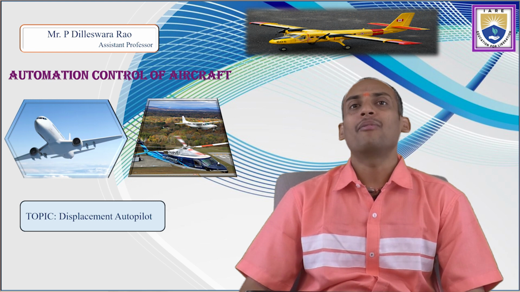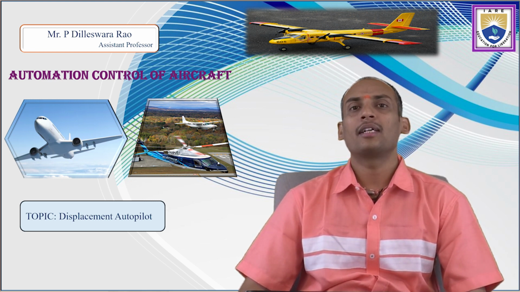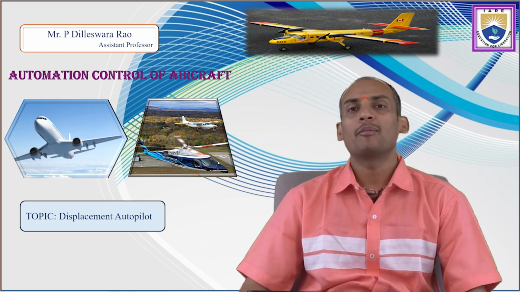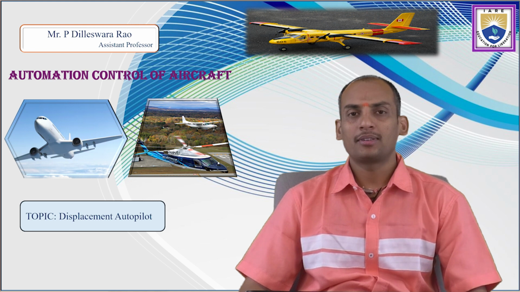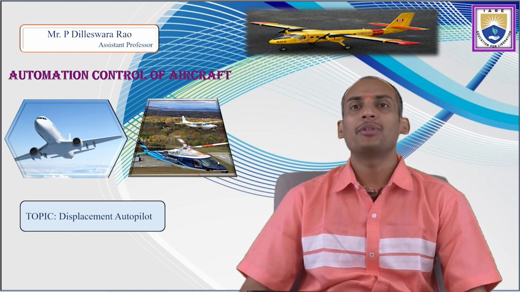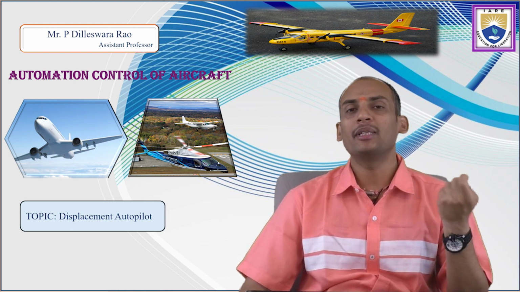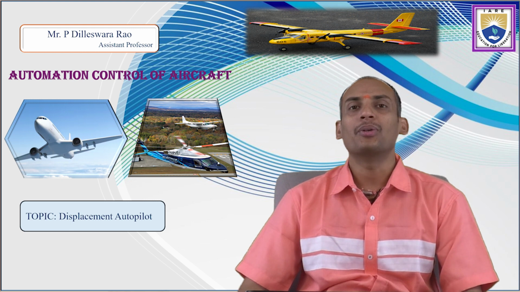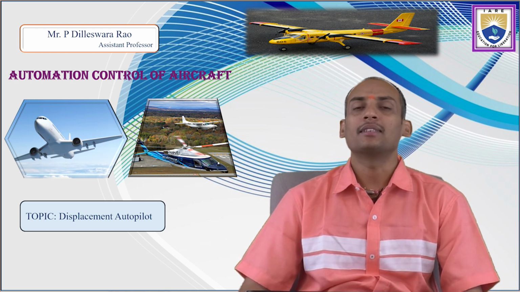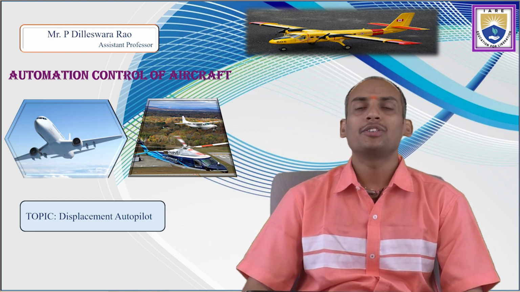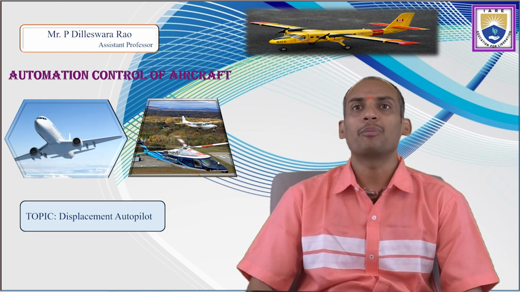Now, we are going to discuss when a control surface is being designed for an aircraft, how that control system should be designed and what signal strength needs to be given to any control system. So that has been discussed here. So let us go into the topic. Today's topic is the displacement autopilot.